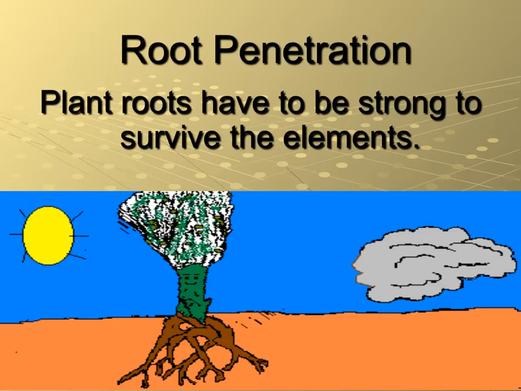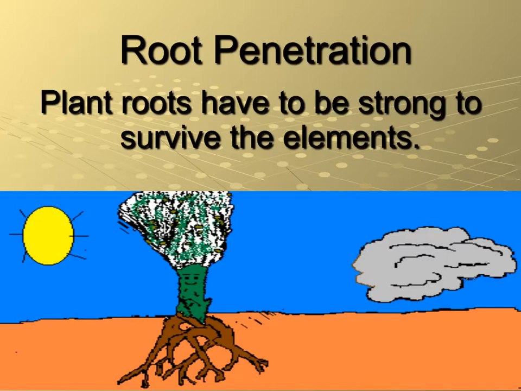Plants also cause a type of mechanical weathering. The roots of plants are very persistent. It means they never give up. We've all seen grass growing up through the pavement. We've seen tree roots growing down through rocks. We've seen the sidewalks here in town pushed up and moved around by plant roots. So plant roots are very, very strong.